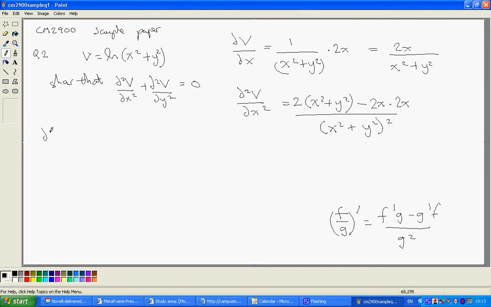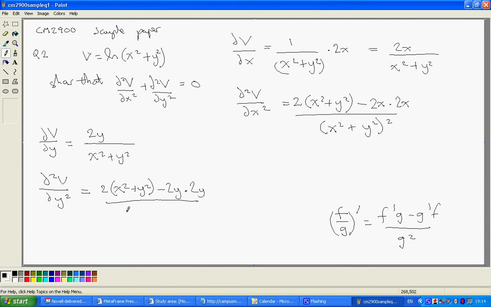Now partial dv by dy, by similar reasoning, is going to be 2y upon x squared plus y squared, and therefore partial d2v by dy squared is very similarly, derivative of the top with respect to y is 2 times the bottom minus the derivative of the bottom with respect to y is going to be 2y times the top, all over the square of the original denominator.